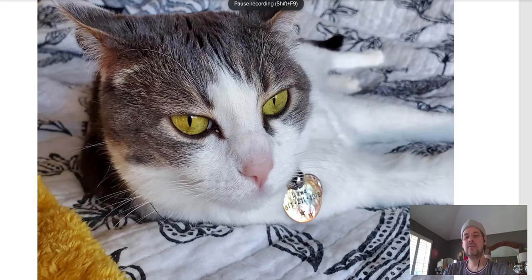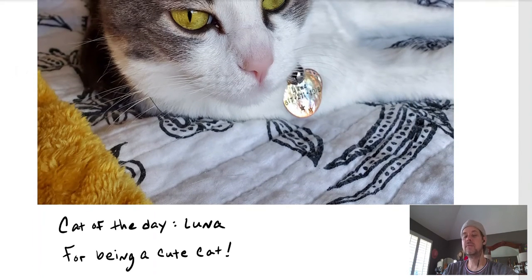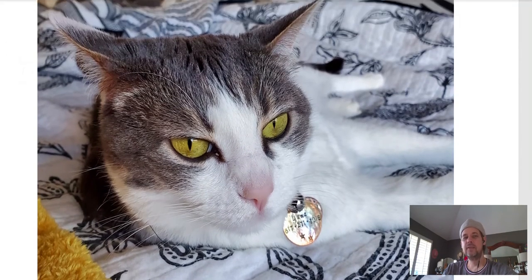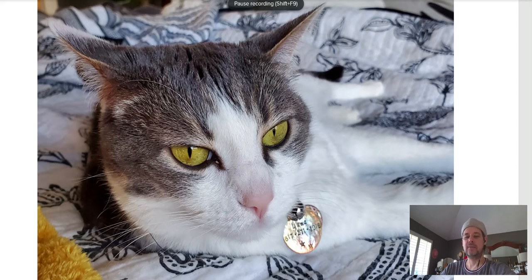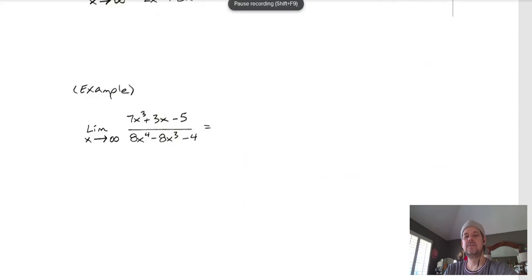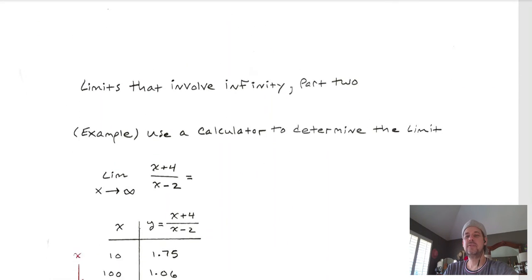There she is. Cat of the day is Luna, for no reason other than just being a cute cat. There she is. I'm looking at her right now. She keeps me company while I work in here at my desk on math. So that's Luna. I'm sure she'll be cat of the day again real soon.